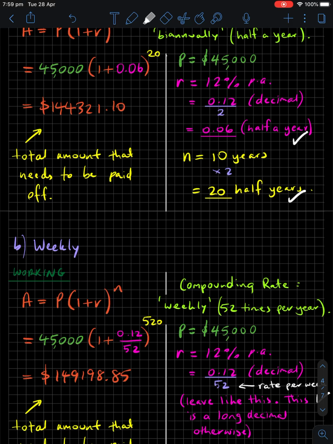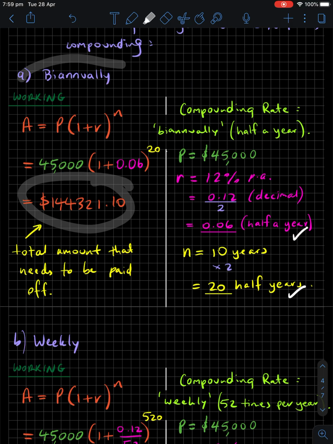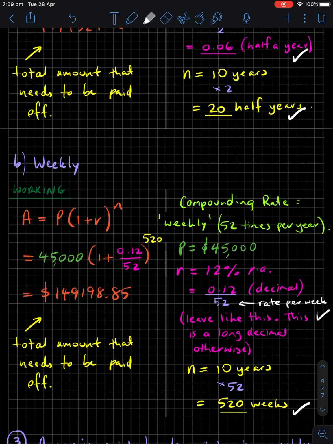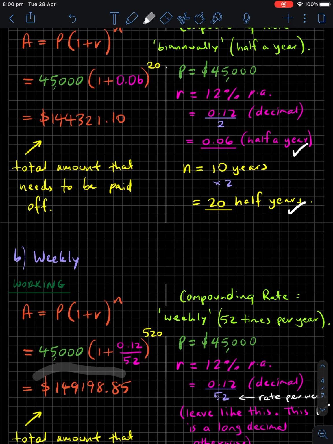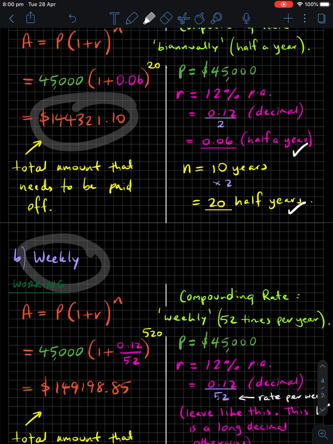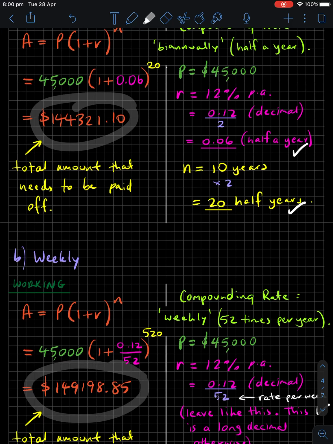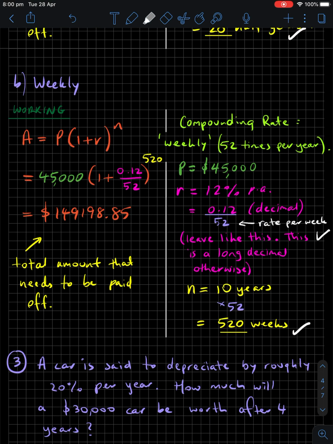Have a quick look. If it was compounding biannually, we only have to pay off $144,000, but here we have to pay off $149,000. The idea is, if you're compounding more often, you're putting more interest in more often. Even though it doesn't make too much of a difference how often you compound, it does make a small amount of difference over a long period of time. Because we're compounding more often, it makes a difference of about an extra $5,000 over the 10 years. So it does make a bit of a difference.